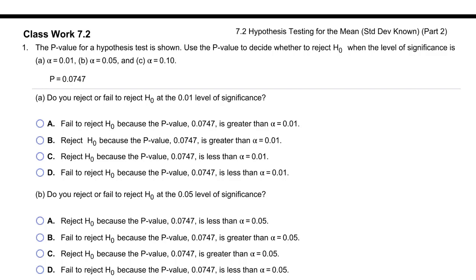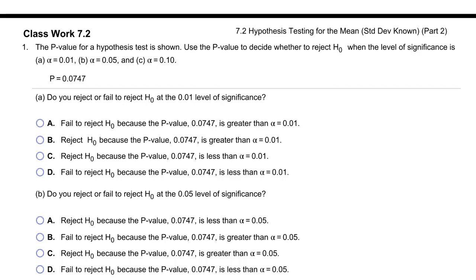Okay, let's look at these problems here. We're going to use the p-value to decide whether to reject H0 when the level of significance is given. All right, so alpha is 0.01. They told us p is 0.0747. Compare that to 0.01. 0.0747 is bigger than 0.01, so we would fail to reject because the p-value is greater than alpha.